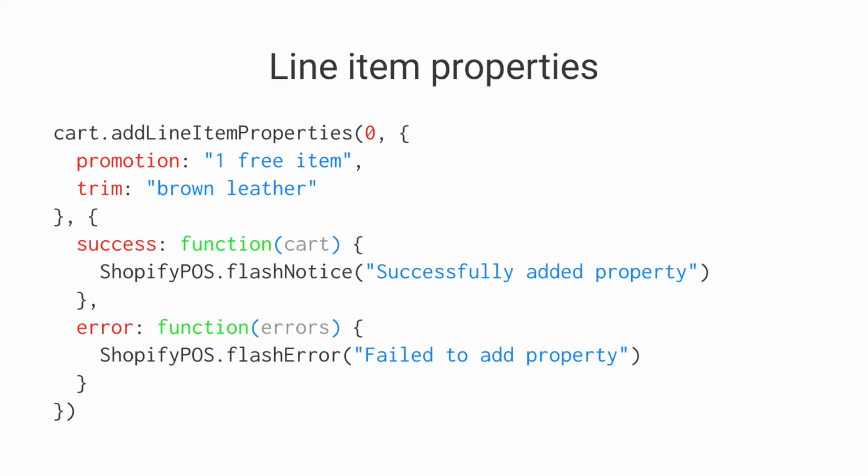So you can access these line item properties from the web admin. They'll show up in the API. They'll show up through Liquid and even in the order printer app.